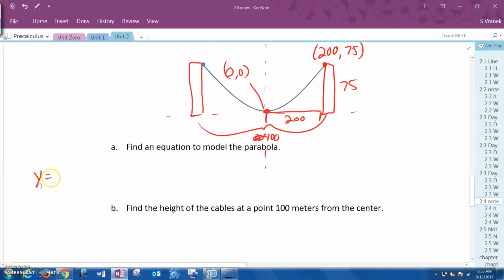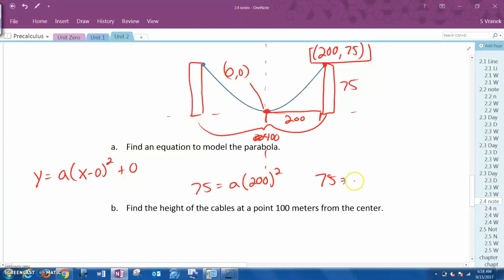Well, you first just put it in vertex form. Vertex form is a times x minus the x coordinate squared plus the y coordinate. Since x and y are both 0, we don't have to worry about those with our problem. All we have to do now is find our A value. And just like before, when we were doing this on the previous worksheet, you just take the other point on your parabola, in this case our 200, 75, and we stick that in. So now my y value is 75. I have a times x squared, which is 200 squared. Once you get your numbers in, all you have to do is solve.